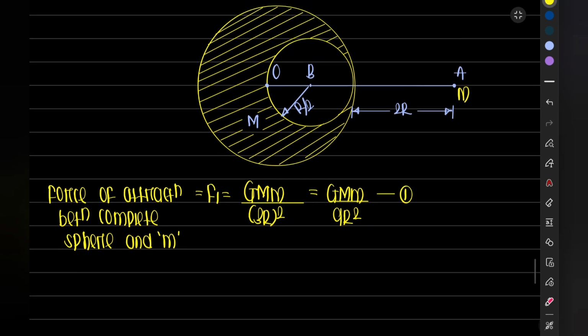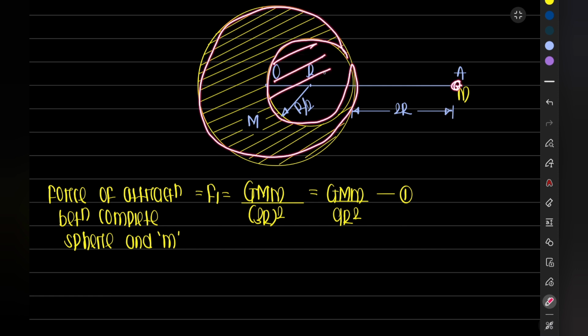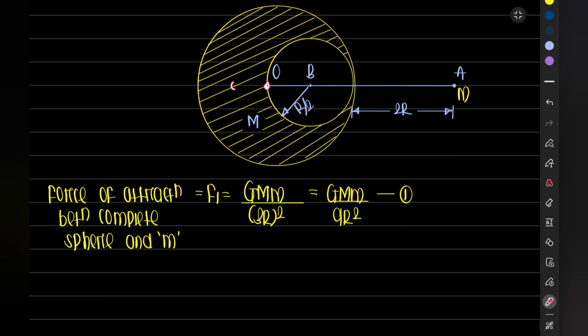Now listen everyone, what will happen if I directly find the value of F2? F2 is the force of attraction between this cavity and this small mass m. As we have removed this part from the sphere, the center of mass which was earlier here will now shift somewhere here. Because of that, the distance between the center of mass of the remaining part and small m will change. So it will be very difficult, because we will have to use the concept of center of mass and then find the value of force.